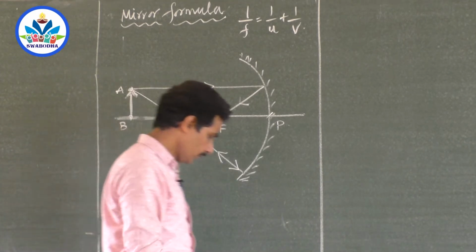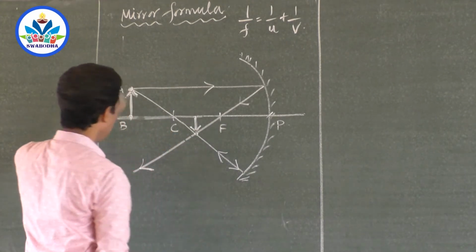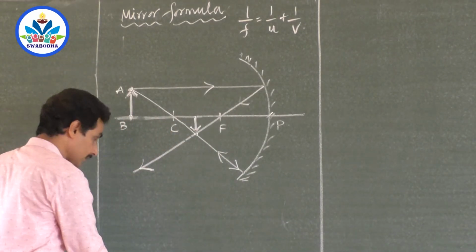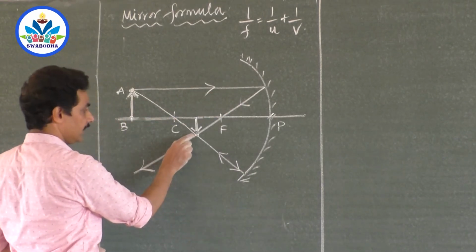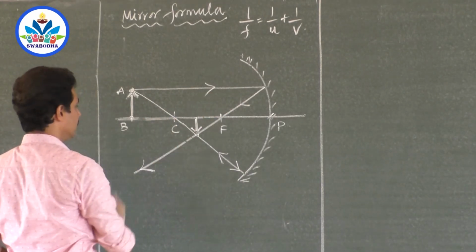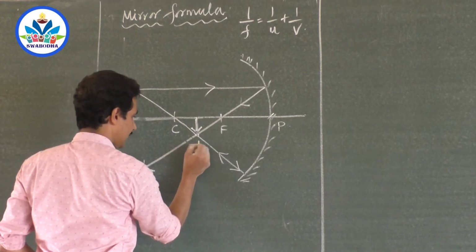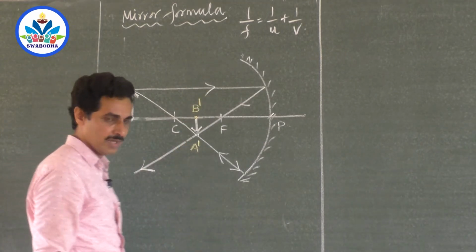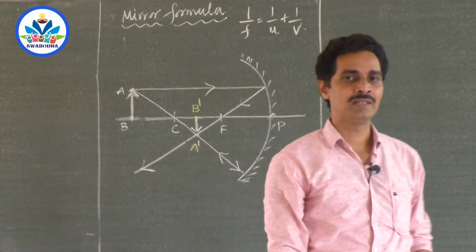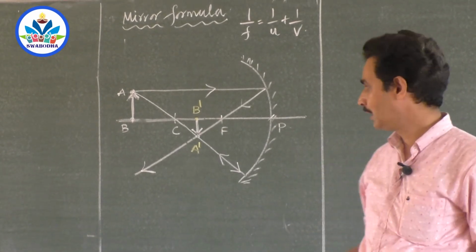Now, the rays of light which start from A, one point of the object, moving in different directions, after reflection meet here and produce the A part of this object, and this is the image part. I will call it A dash, and I will call this B dash. A dash, B dash is the image. See how the image is? The image is reduced, inverted, and it is real.